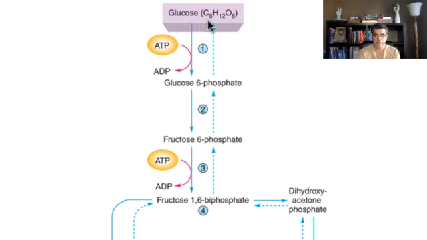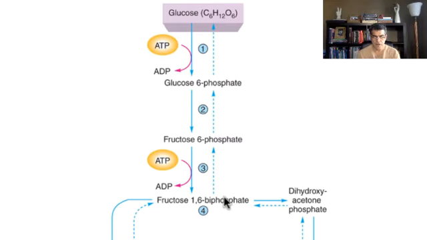As you can see, first we're going to attach the first phosphate to the glucose, create glucose 6-phosphate. And then we're going to turn glucose into fructose and attach the second phosphate to it. Now it's called fructose 1,6 bisphosphate because now it has 2 phosphates. That's one important point that I want you to know.